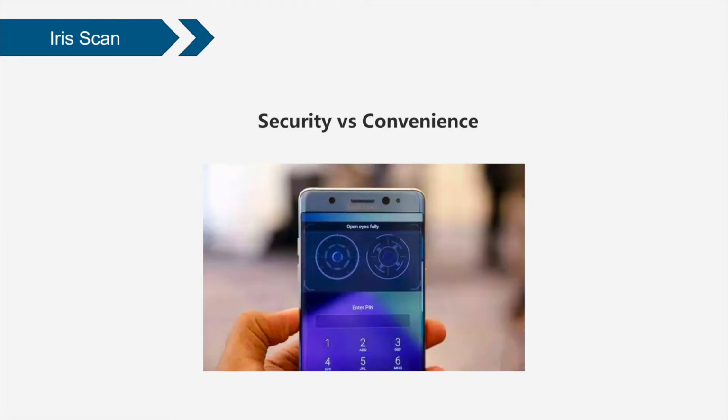However, there is a problem: users hope iris scanning can quickly unlock mobile phones, rather than waiting for the data collected in the eyes to match perfectly. Therefore, Samsung also focuses on finding a balance between security and convenience.